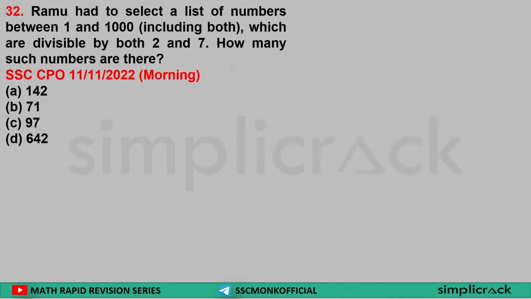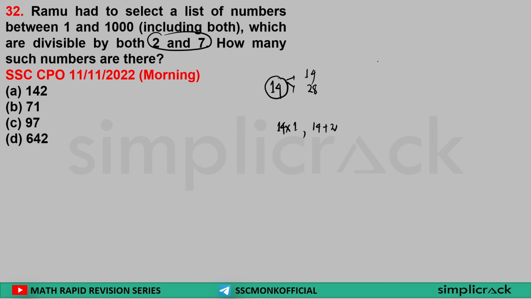Next. Ramu had to select a list of numbers between 1 and 1000 including both, which are divisible by 2 and 7. How many such numbers are there? It is saying numbers which are divisible by both 2 and 7. If a number is divisible by both 2 and 7, that means the number is divisible by 14. How many numbers are there? 14 ones are 14, 14 twos are 28, so on. So I can write 14 into 1, 14 into 2. So these are the numbers, right? 1, 2, 3 and so on.